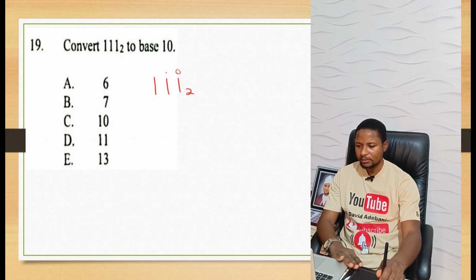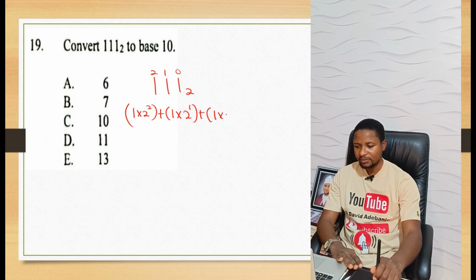Under the tens you ascribe 1, and on you have 2. So how does it work? You pick the number, which is 1, times the base, which is 2, raised to the exponent, that's 2, plus you pick the next one times 2 raised to the power 1, plus you pick the last one times the base raised to the power 0.